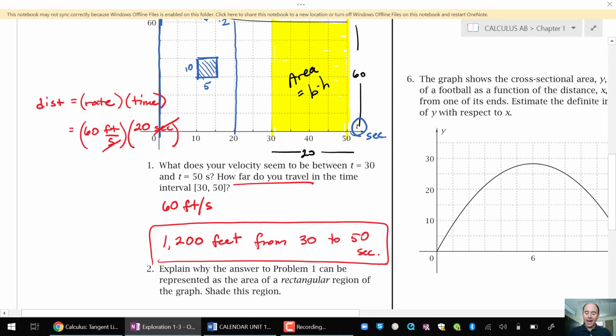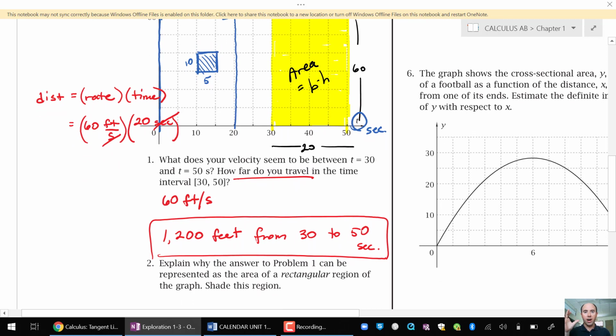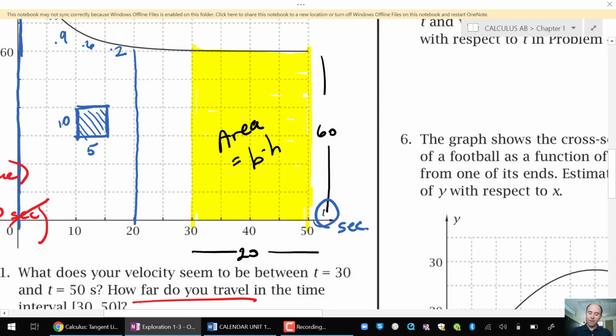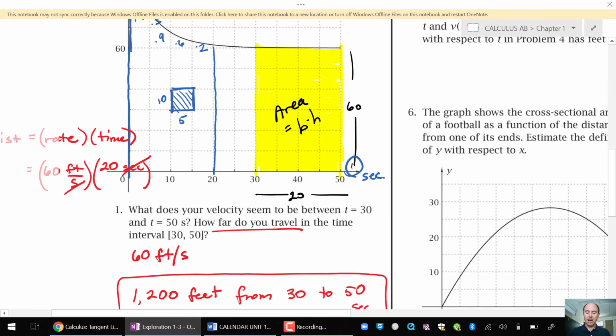That question can actually be represented by the area of the rectangular region in this graph. And you can see that here highlighted in yellow. I have one dimension of my yellow rectangle here as 20, which represents the change in seconds. But then the speed, or the velocity in this case of the car, that height is 60. So there's the rectangle, which has a base times height of 20 times 60, representing rate times time of 20 times 60, or the distance traveled, which is 1,200.